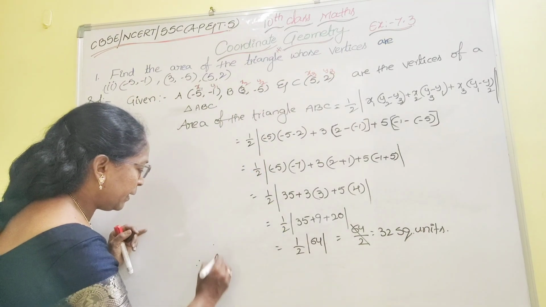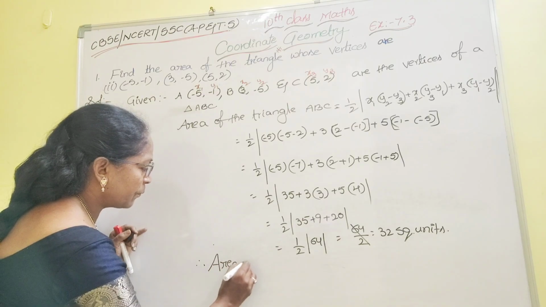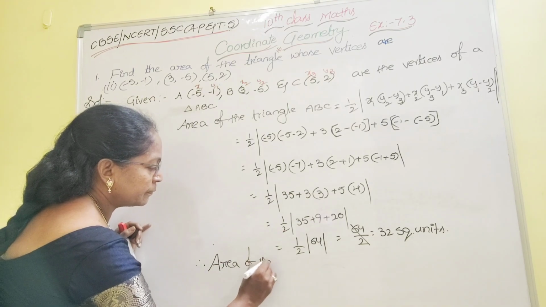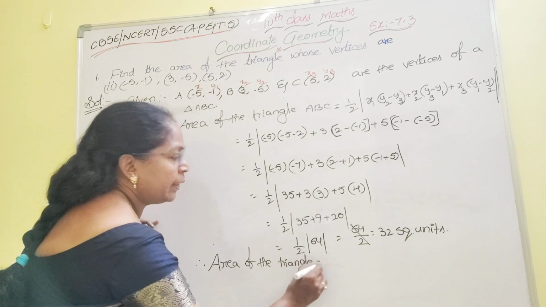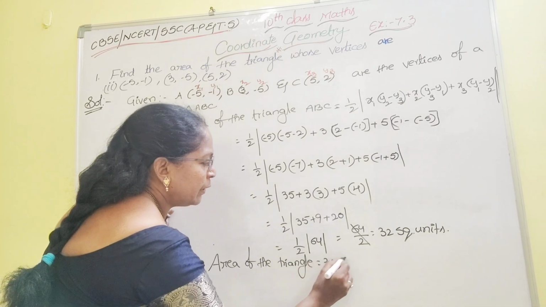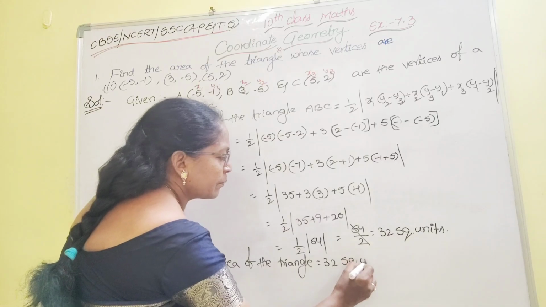Therefore, area of the triangle equals 32 square units.